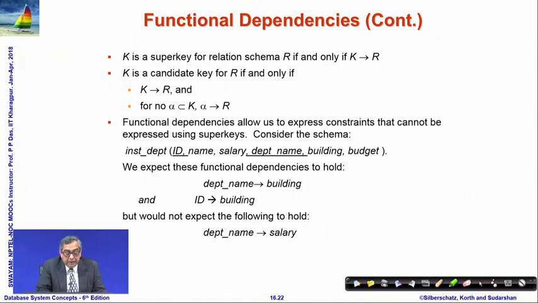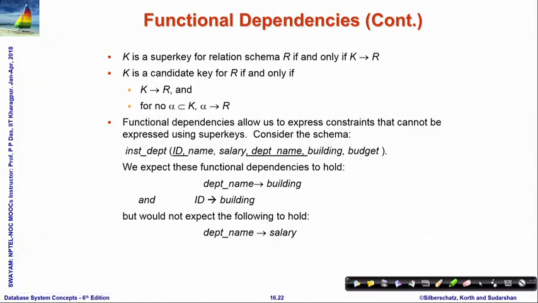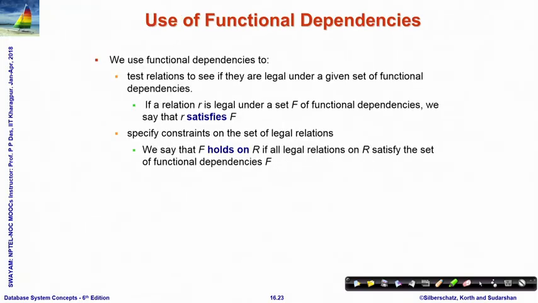So, we can say that there are different functional dependencies. For example, in the inst_dept combined relation, we know that department name functionally determines building, and ID functionally determines building. These are functional dependencies that must hold, but certainly you would not expect department name to functionally determine salary, that would be too much. So, functional dependencies are facts about the real world that we try to understand and then represent in terms of the functional dependency formulation in the database.